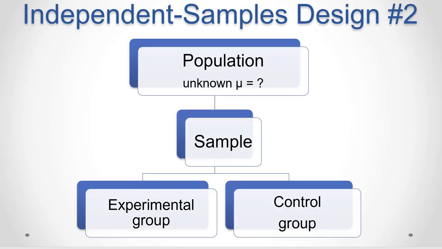In this second design, participants are randomly selected from one population and then are randomly assigned to one of 2 samples, which could be experimental and control groups. Just like in our first design, there is no overlap between the 2 groups. Participants' scores are independent and are not related to each other in any way.